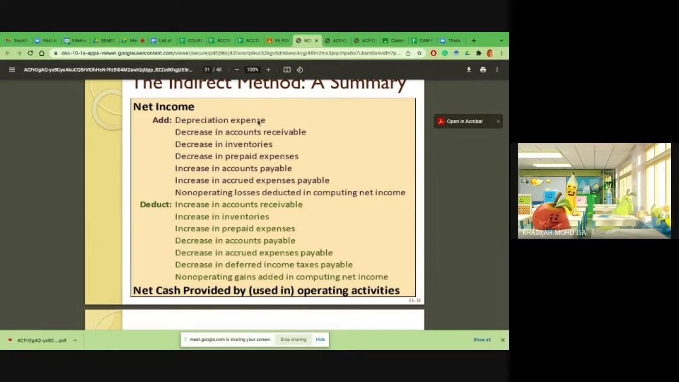Accounts receivable, inventories, and prepaid expenses are your current assets. So when there's a decrease, you add. But your accounts payable and your accrued expenses, when there's an increase, you add back. So when there's an increase in payables, you add back. You see?